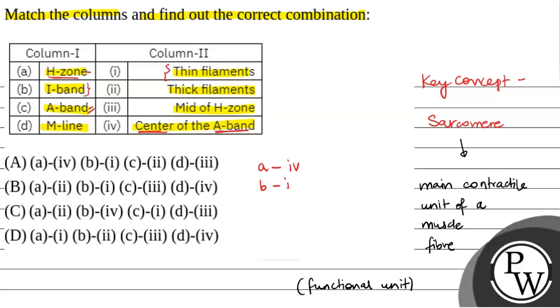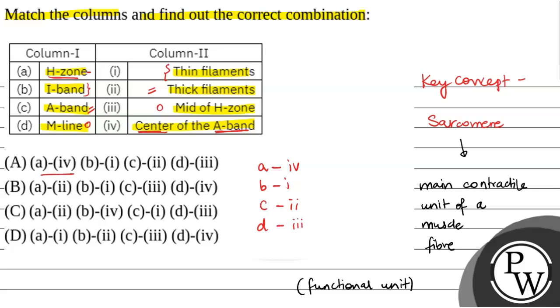Third जो A band होता है, A band is the thicker band या thick filament जिसमें myosin present होता है और actin दोनों present होता है. So C corresponds to 2. And finally जो M line होता है, M line is basically the mid of the H zone जहाँ पे myosin जो है it is held together. So D का हो गया 3.